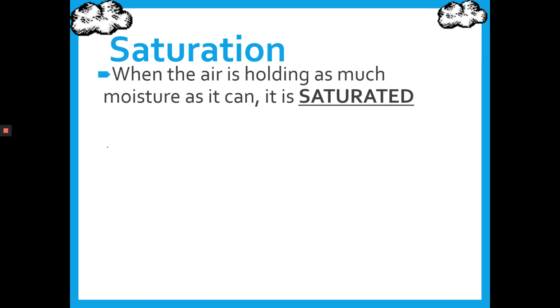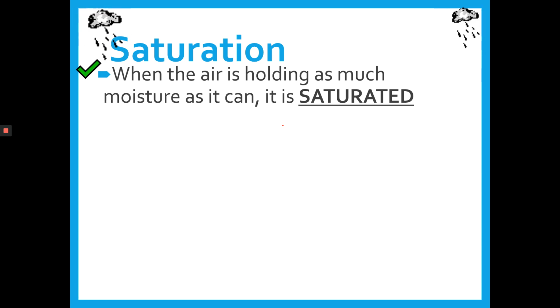Okay, so now we're going to talk about this word saturation. I'm not sure if we've talked about this word before. When you think about saturation or saturated, an example might be a sponge. If you have a sponge that's really wet and it's dripping with water, then I would call that saturated. So anything that's basically full. If it cannot hold anything else, or cannot hold any more than it has, then that would be saturated. In this case, we're talking about air. When the air is holding as much moisture as it can, we say that it's saturated.